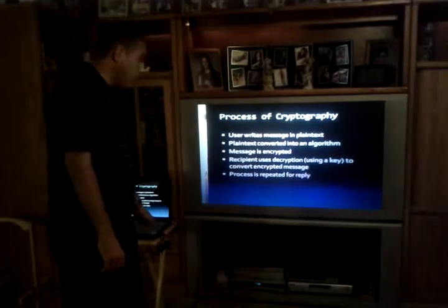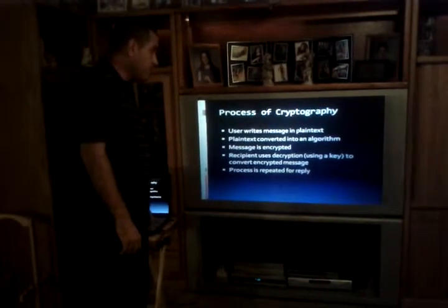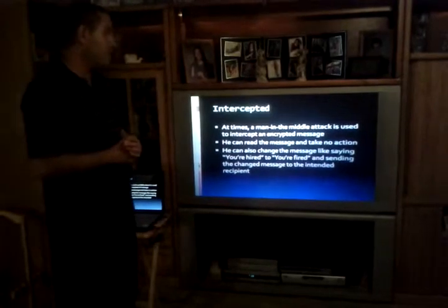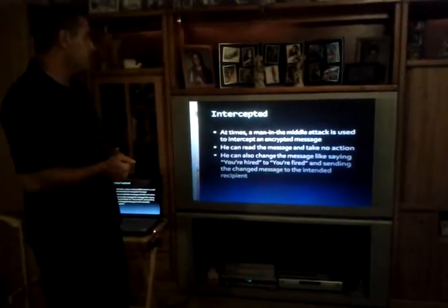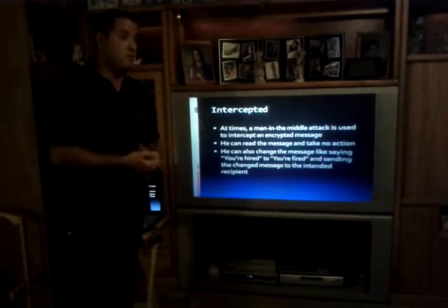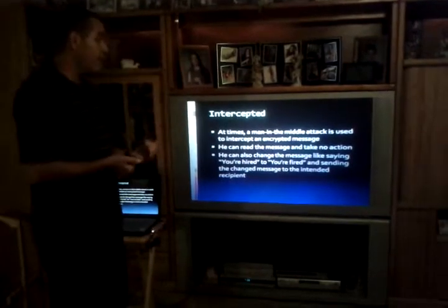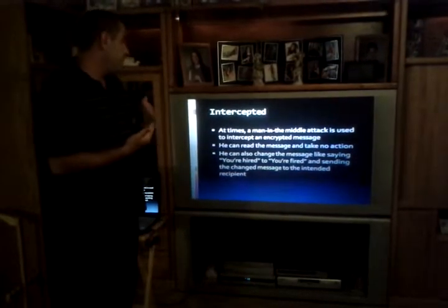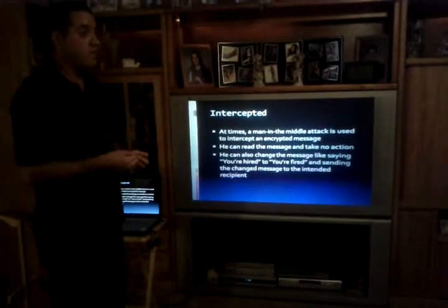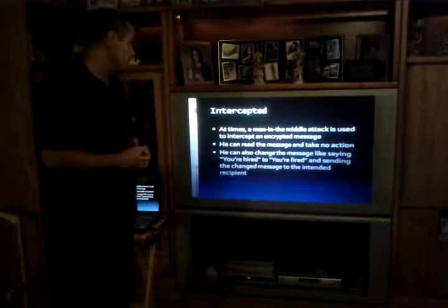However, a secret message has the possibility of getting intercepted. At times, a man-in-the-middle attack is used to intercept an encrypted message. The attacker could read the message and not take any action and send it to the intended recipient, or he could change the message, like saying "you're hired" to "you're fired," and send the changed message to the intended recipient, which could also deceive the one that received the message.